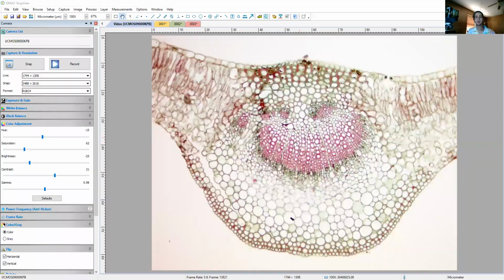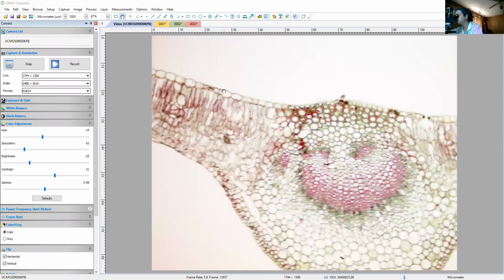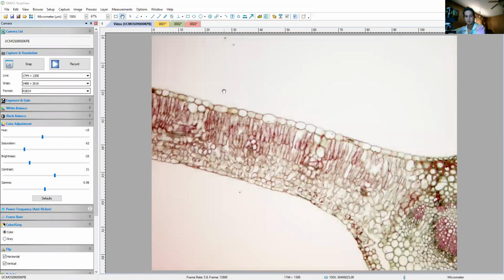So here we go. Here's our vascular bundles right here. And then let me scroll over a little bit. And you can see palisade mesophyll on the top, sponge mesophyll on the bottom. All right, so let's go back to our PowerPoint real quick.